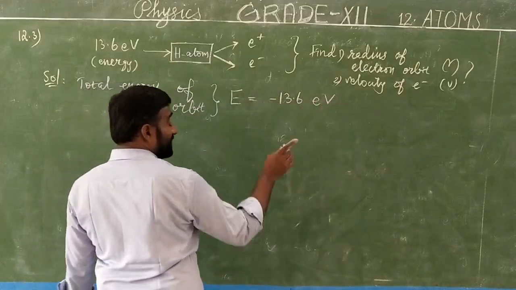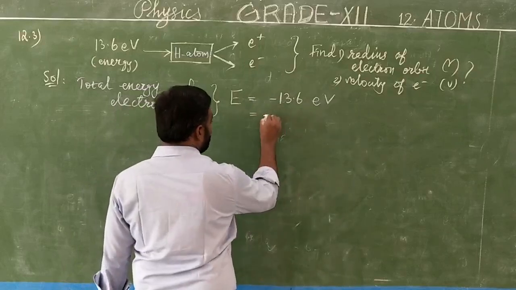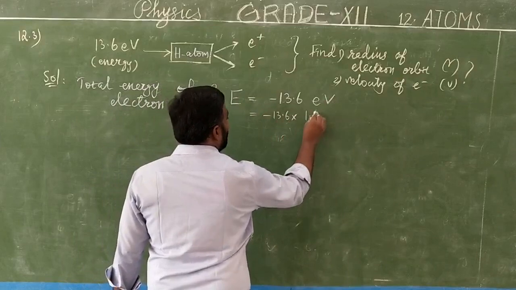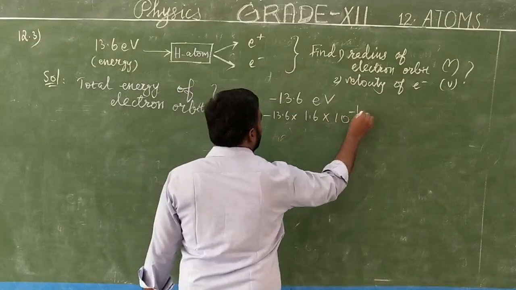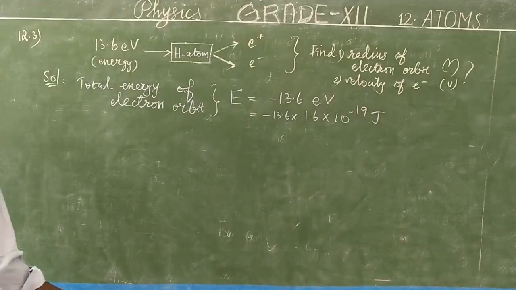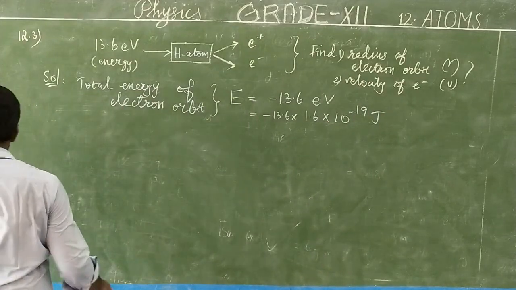As usual, the electron volt we have to convert into joule. Minus 13.6 into 1 electron volt, which is 1.6 into 10 raised to minus 19 joule. So from this formula we get the radius value.